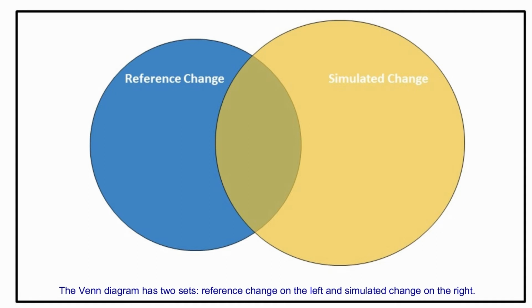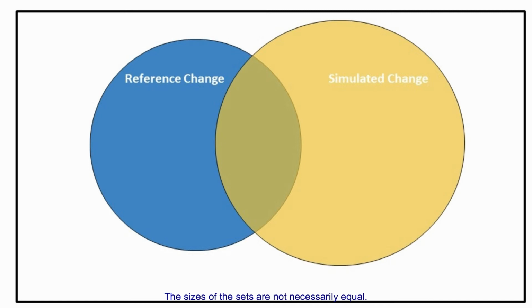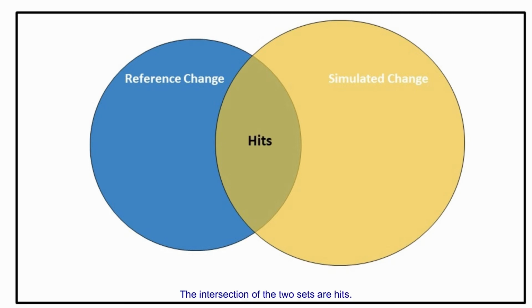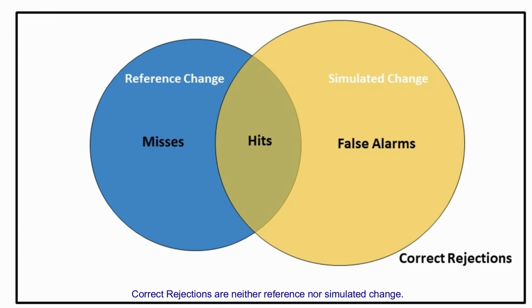The Venn diagram has 2 sets, reference change on the left and simulated change on the right. The sizes of the sets are not necessarily equal. The intersection of the 2 sets are hits. Misses are reference change and simulated persistence. False alarms are reference persistence and simulated change. Correct rejections are neither reference nor simulated change.